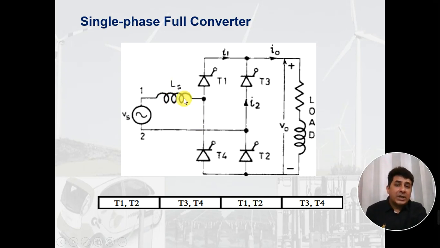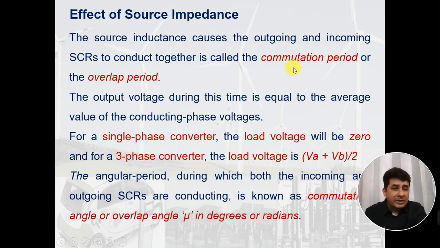Now let us see what happens if these four switches are conducting at the same time. If these four switches are conducting at the same time, the load is said to be short circuited, and there exists a small time during which the current through T1 and T2 is reducing while the current through T3 and T4 is rising. This makes a small duration during which all the switches are on, and this small period is called the commutation period. Commutation period means T1, T2 are going out and T3 and T4 are coming in. This is also called the overlap period, and during this overlap period, the average output voltage is 0.